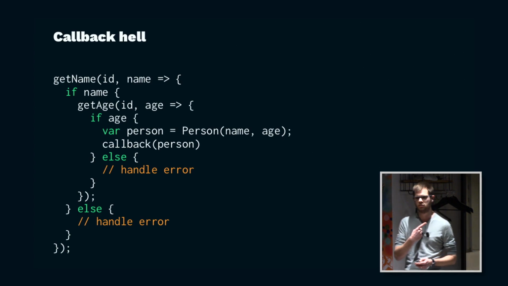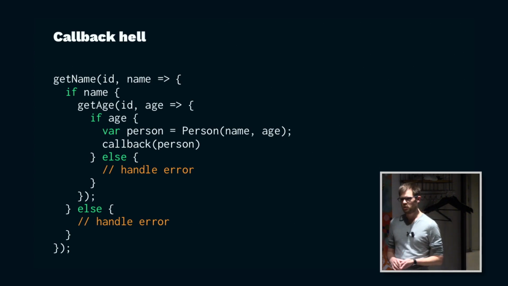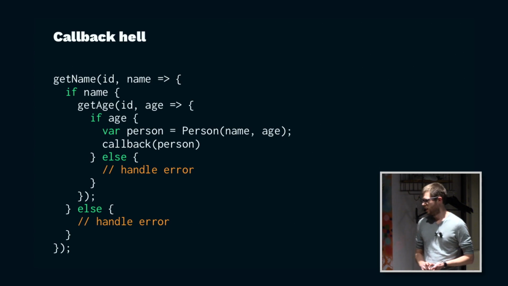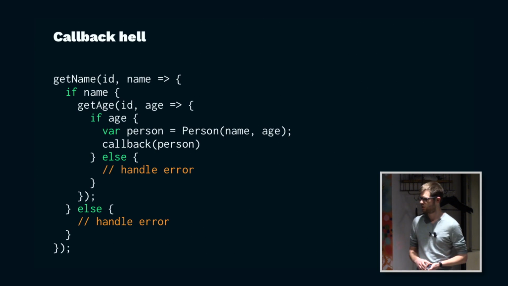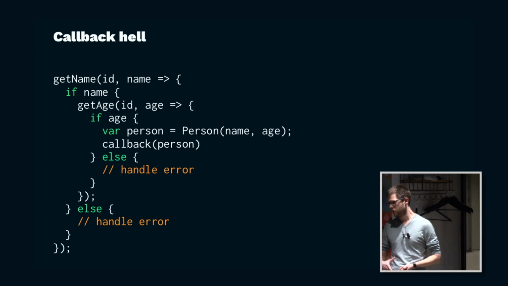This is callback hell. It's some fictional API. It's a really bad API, which tries to get a name asynchronously, and then tries to get an age, also asynchronously, and only if both of those things exist can you create a person out of it. And then we have to handle the error in case there isn't an age, and then we have to handle the error in case there isn't a name.